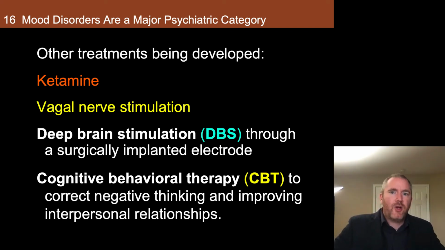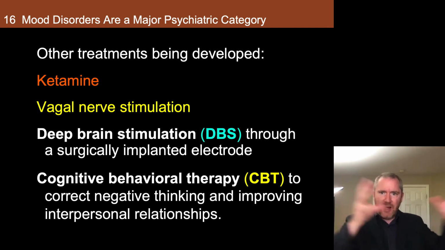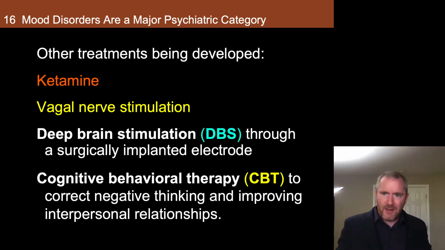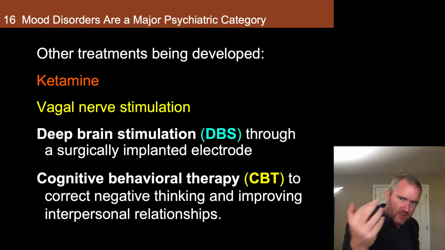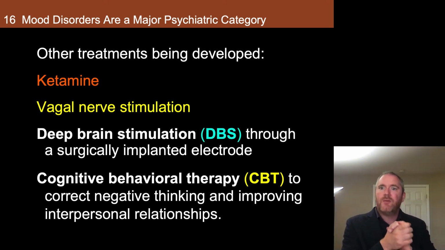And of course we are in a psychology department. I would be failing if I did not mention cognitive behavioral therapy, which is very effective at correcting negative thinking and improving interpersonal relations. I think that any credible scientist that studies these things should push a balanced approach between the biomedical and the psychosocial side. So, the idea is that the two are better together. It's not a competition, guys. It's not that psychotherapy is better than pharmacotherapy or pharmacotherapy is better than psychotherapy. The two together is certainly going to be more effective than either by itself, in my opinion.